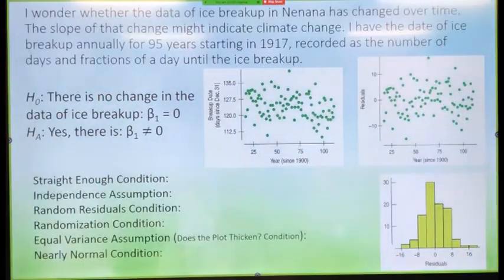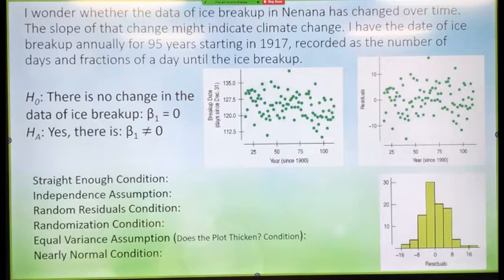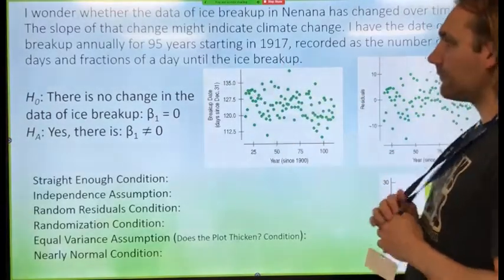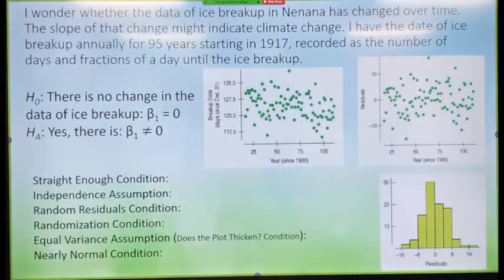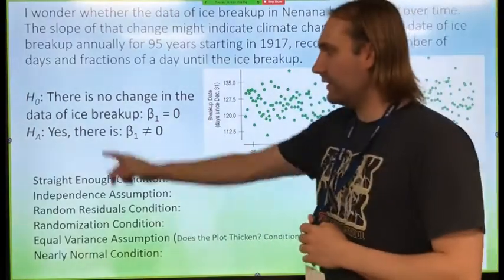So, I wonder whether the data of ice breakup in Nenana has changed over time. The slope of that change might indicate climate change. I have the date of ice breakup annually for 95 years starting in 1917, recorded as the number of days and fractions of a day until the ice breakup. So here's my data, right there. I'm going to develop a null hypothesis saying that there is no change in the date of ice breakup. So my alternative is that there is change.